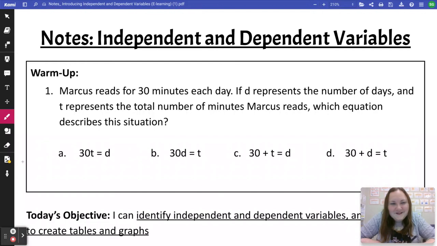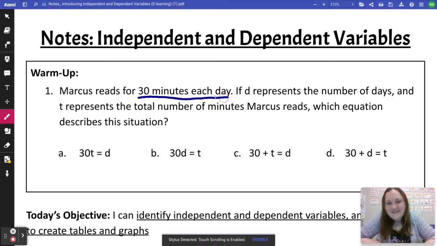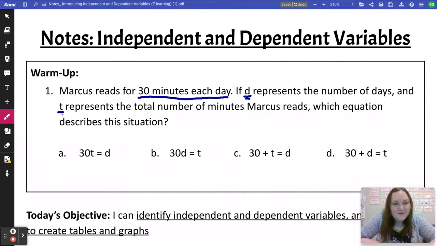All right, so for this question here, we have Marcus reads 30 minutes each day, and we're told D is going to represent the number of days he's reading, and that variable T is going to represent the total number of minutes he reads. We are looking for which of these equations would describe the situation. When we're talking about 30 minutes each day, in order for me to figure out the total number of minutes he reads, it's going to involve some multiplication.